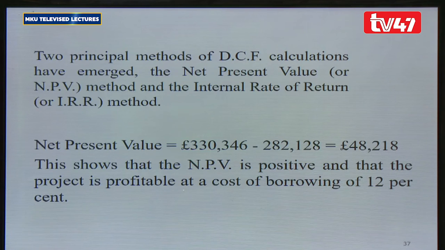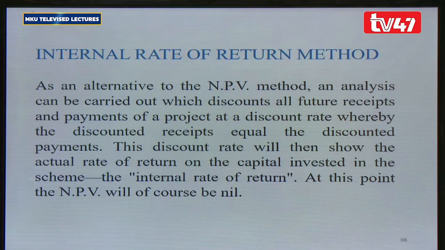Then the two principal methods of the discounted cash flow calculation have emerged. There's the net present value, or the NPV method, and there's the internal rate of return. The internal rate of return is used to calculate the most perfect rate you are going to use. What the net present value, as I've said, does is find the present value of that given property based on the future cash flows.